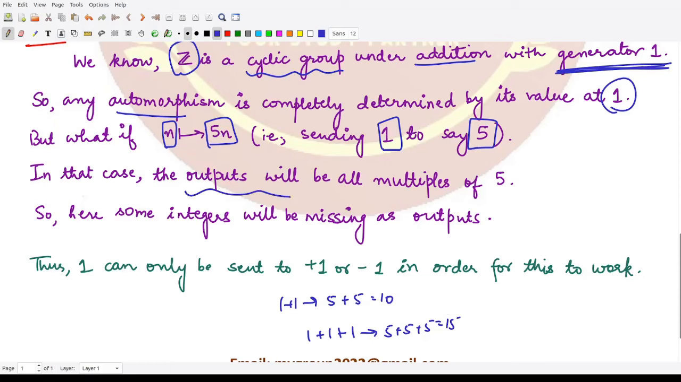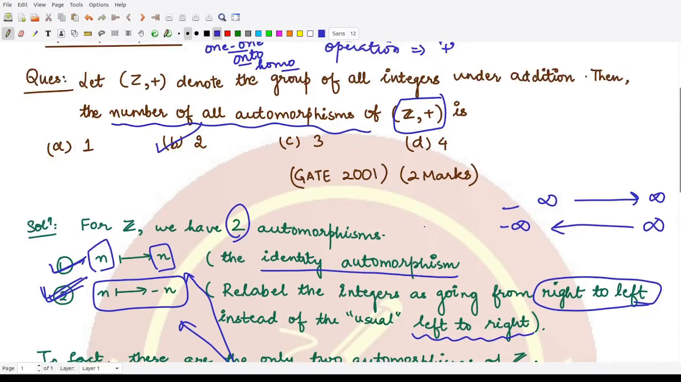So the outputs in this case would all be multiples of 5. When we apply this map, the output we get is just the multiples of 5, and all the numbers which are not multiples of 5 are missing as outputs. Therefore this cannot be an automorphism, because it is unable to define a bijective map onto all the elements of the group of integers. So 1 can only be sent to either positive 1 or negative 1 in order for this to work, and hence we only have two automorphisms.